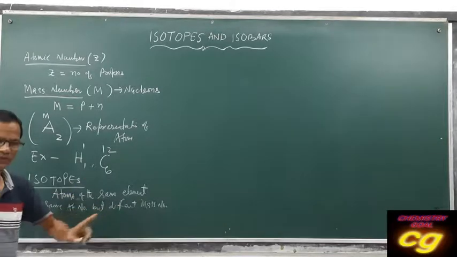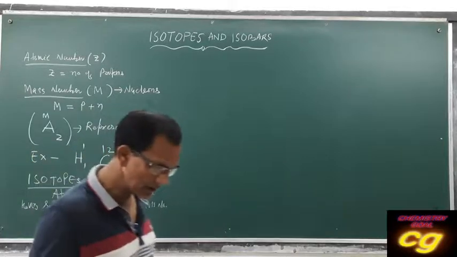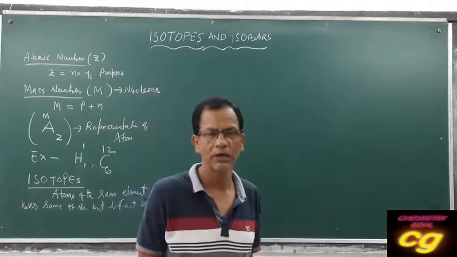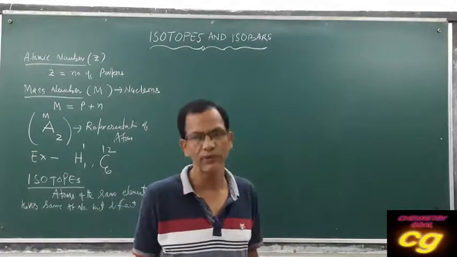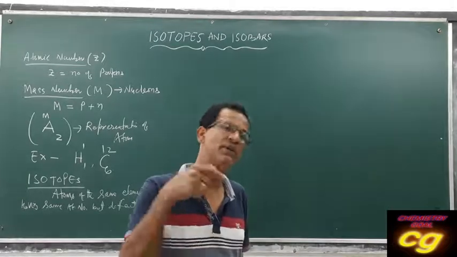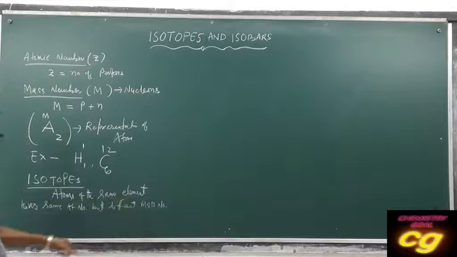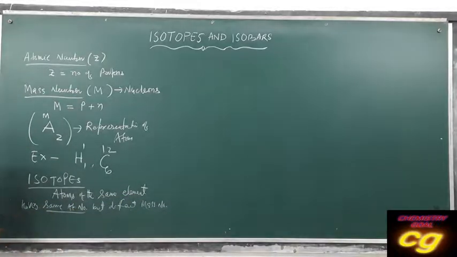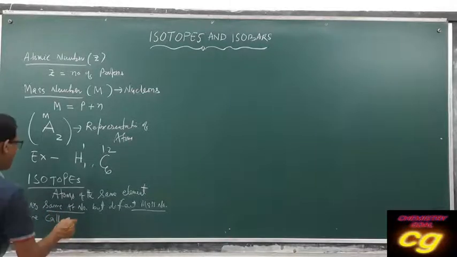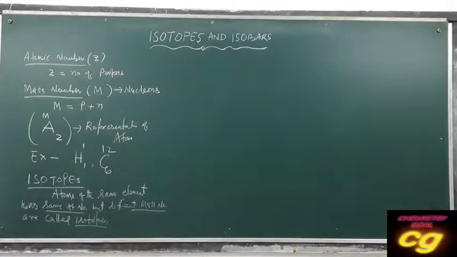Atoms of the same element, that means a particular element has different types of atoms. We know that an element consists of the same type of atoms. That's why it is called the simplest form. But on further study, the same element has different types of atoms. So atoms of the same element having same atomic number and different mass number are called isotopes.